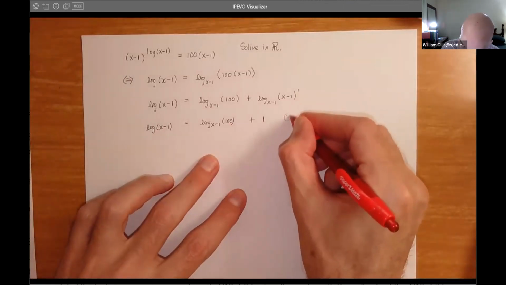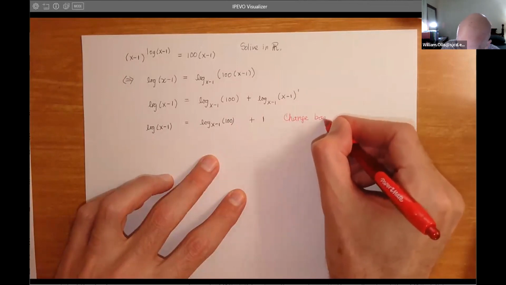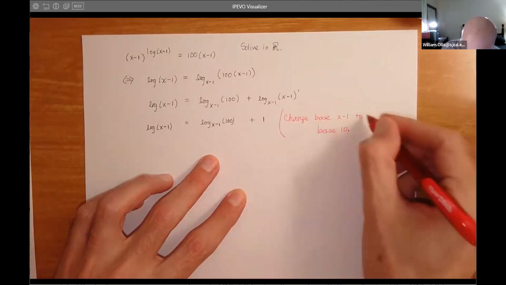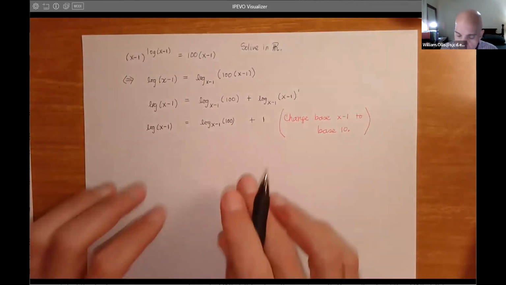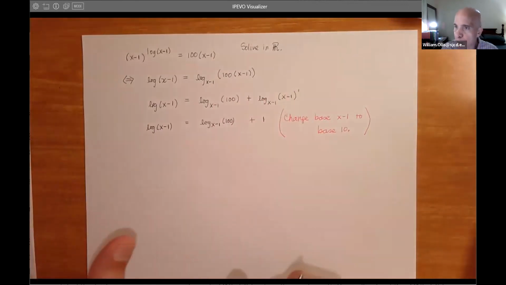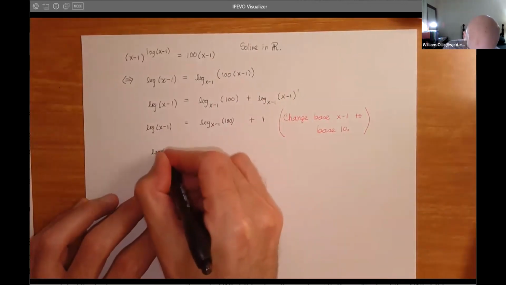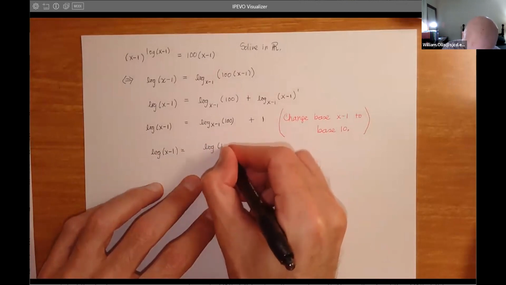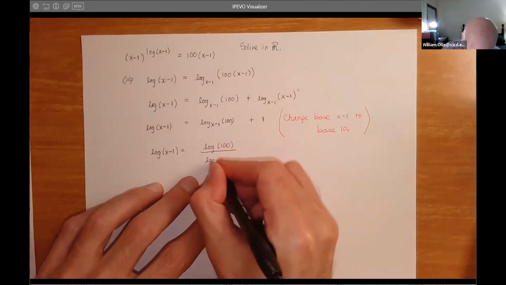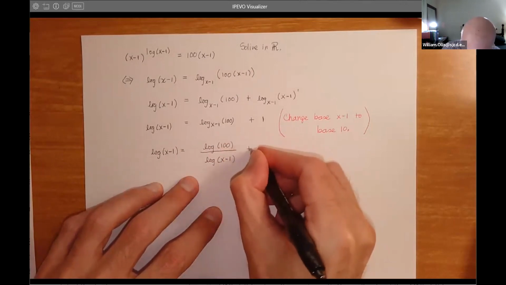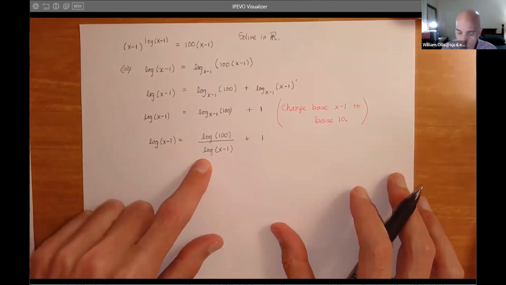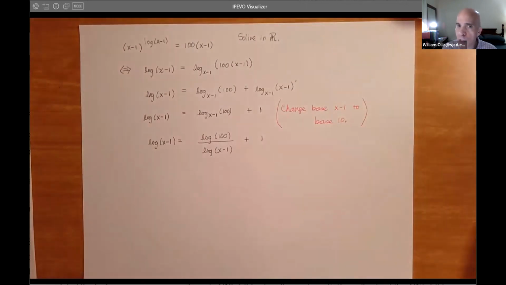So we'll say change base x minus 1 to base 10. And what's nice about this is that, like I said before, we get to use all of the nice properties of the logarithm. So we have the base 10 logarithm of x minus 1. Now we'll change to base 10. So that'll be log of 100 divided by log of x minus 1 plus 1. So now you're thinking, oh, we're going to end up with a quadratic equation in log of x minus 1 when we cross multiply, or just clear the denominators. So that's the key. When you take the base 10 log of each side, you see that result quicker.